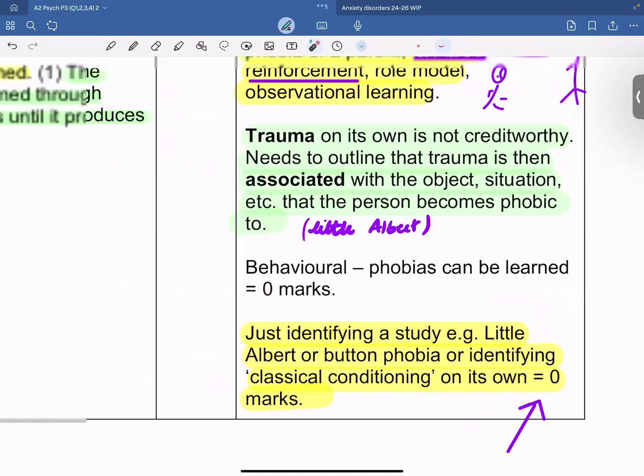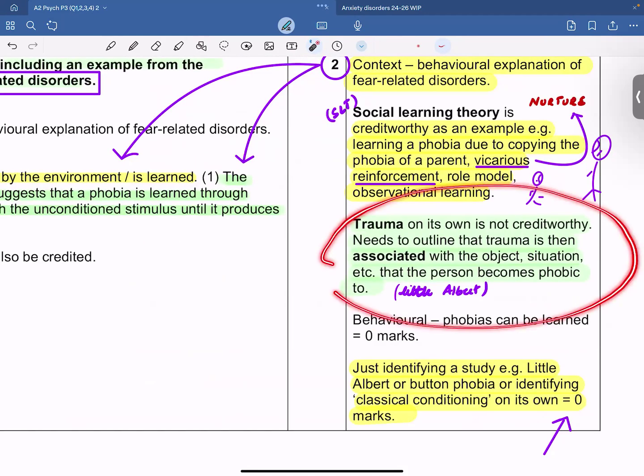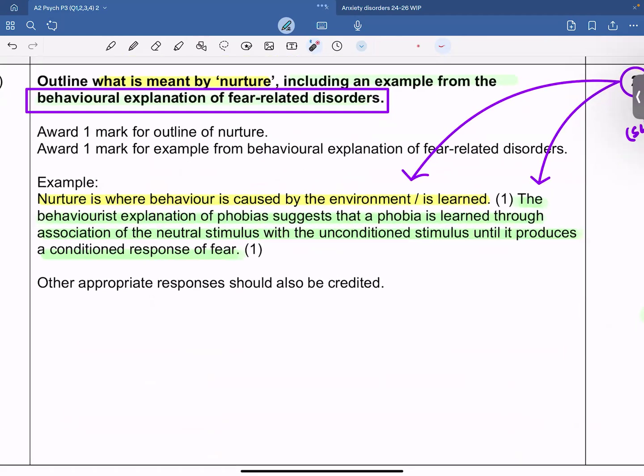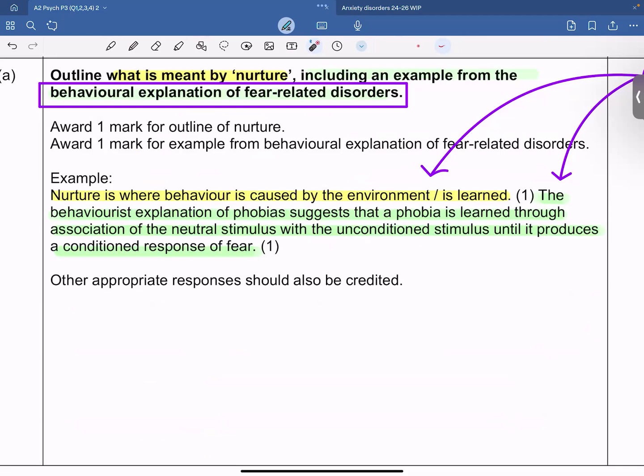Now, talking about this particular part, let me explain this to you. If you remember, and you should, this study was conducted by Watson and Rayner on this little boy whom we have been referring to, Little Albert.